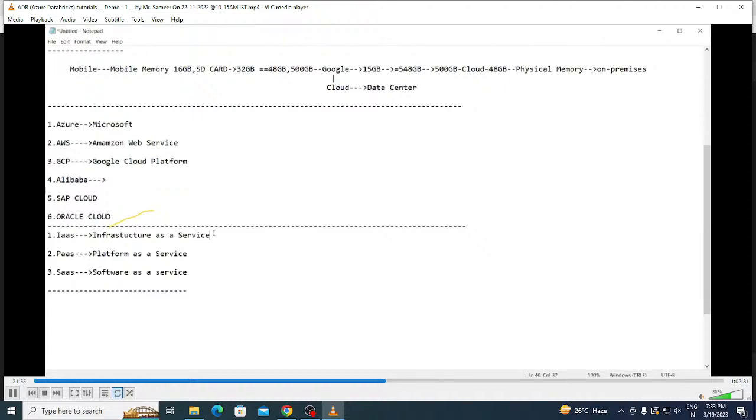Infrastructure as a service means what, guys? Suppose, as we just discussed, you require 500 GB of data to be stored. That means you require space on the cloud to store the 500 GB of data. Suppose you require 500 GB or 1000, okay, petabytes of storage. All this is the responsibility of the cloud provider, and it provides this service in the form of Infrastructure as a service.